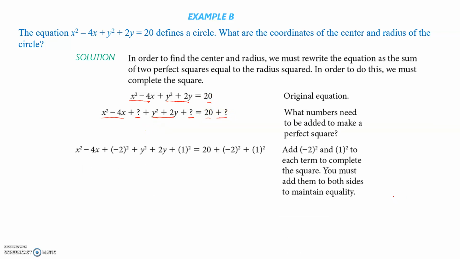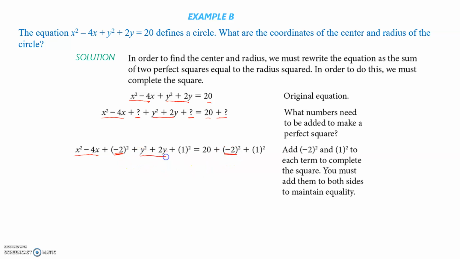Okay, so how do we do this? To complete the square, we're going to say here is x squared minus 4x. Half of a negative 4 is a negative 2. Remember, you take the number in front of x and take half of it, and then you square that. So a negative 2 squared. So they then added that to the other side.